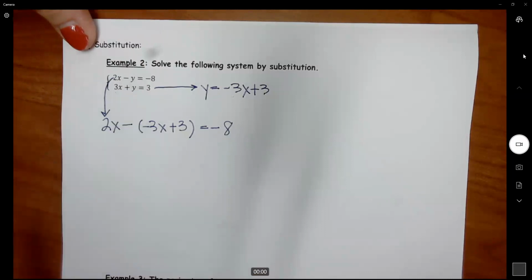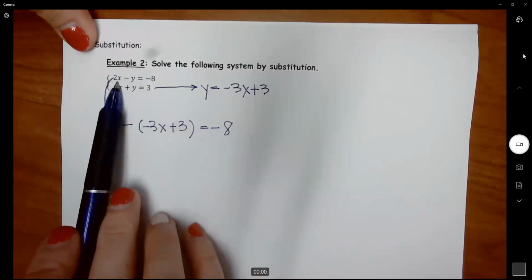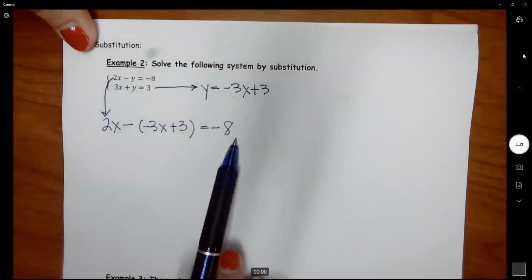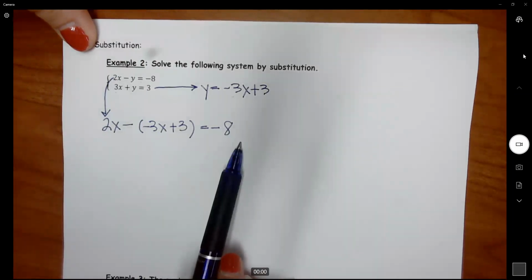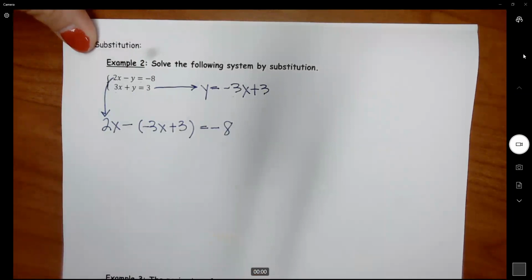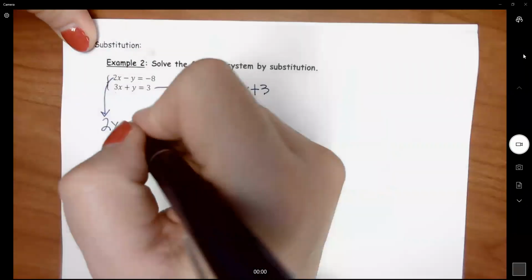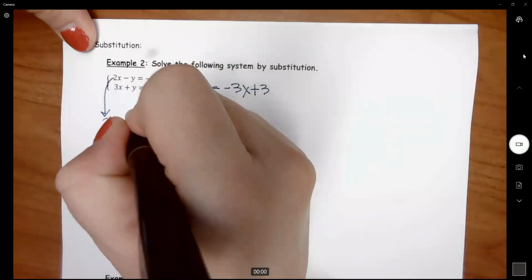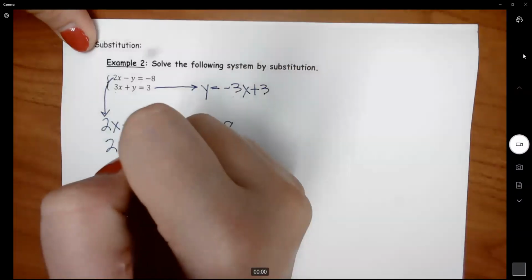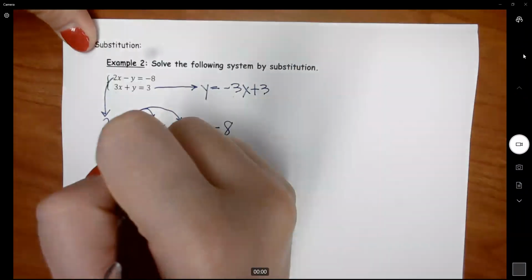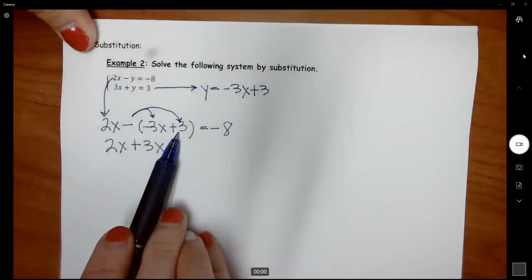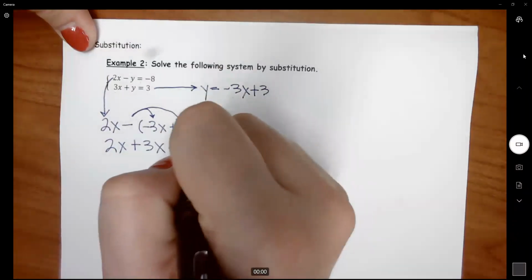Both of these equations I can't solve as they are because I have two unknowns: an unknown x and an unknown y. But now when I rewrite this with substitution, my equation only has a variable of x, and now I can solve. So the first thing I'm going to do is distribute that negative. I've got 2x, negative times negative gives me a positive 3x, and negative times positive is a -3.